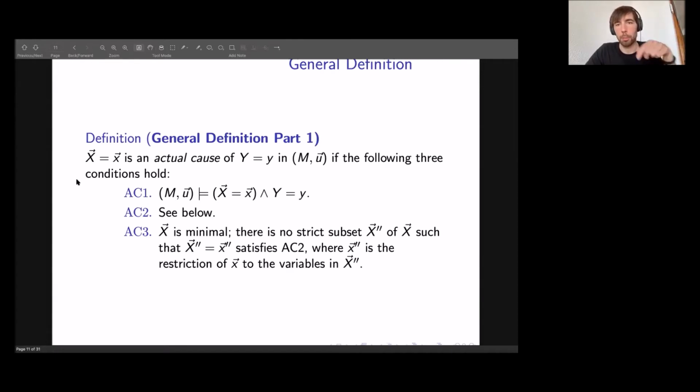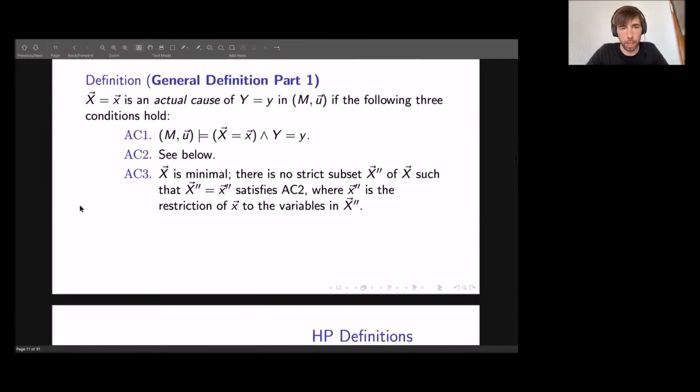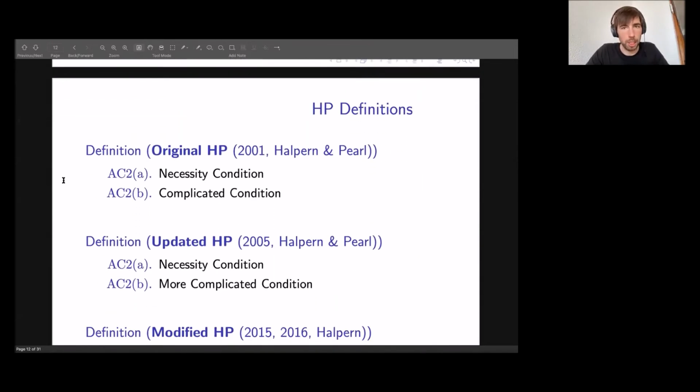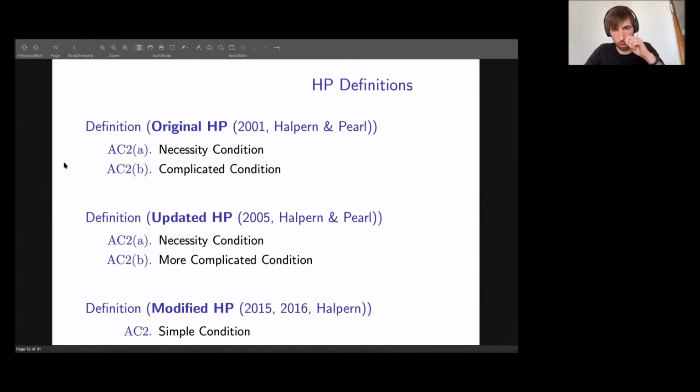The last condition is a minimality condition. Simply put, we don't want to add redundant elements to X which don't have any role to play. So we're going to look at a minimal set only to satisfy the definition. So AC2, the second condition, is where all the trouble lies. I'm not going to spell out the HP definitions. I'll just give you the simplest way of characterizing them. The original one came from a paper in 2001, which was already a modification of the definition that Pearl gave himself in his 2000 book.